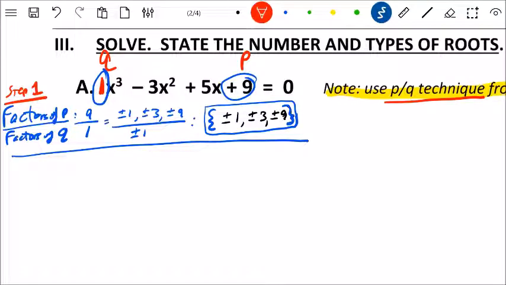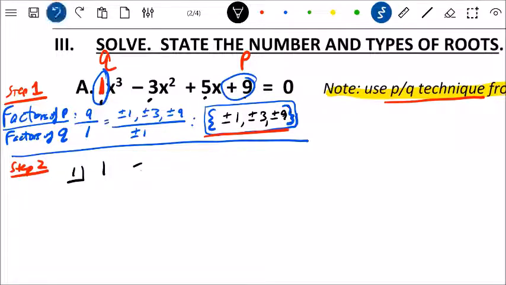Step 1 is get that set. Now for step 2, we're going to do synthetic division. With any one of those numbers, I suggest to pick from the easiest ones to use first. And that means now we need these coefficients, the 1, the negative 3, the 5, and the 9. And let's see if 1 is one of the 3 solutions.